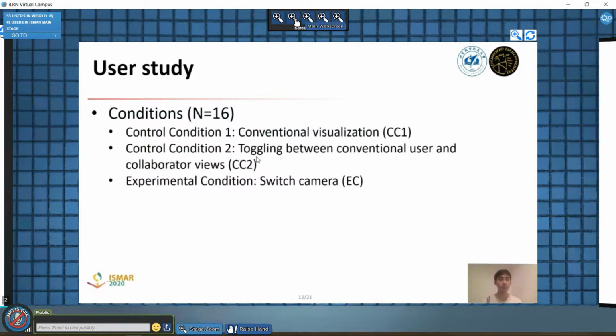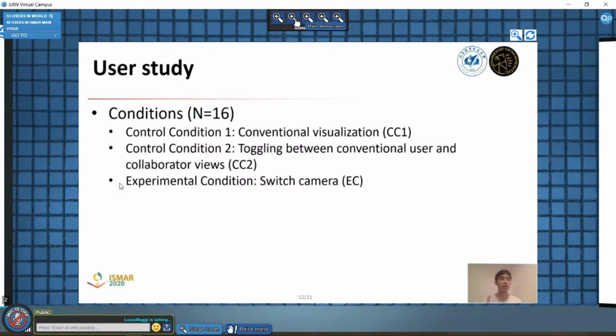We test the switch camera visualization in a within subject user study with three conditions. In the first control condition, a participant uses conventional VR visualization and the user can walk around to change view. In the second control condition, the user was able to toggle between their own view and the collaborator's view using a controller button.